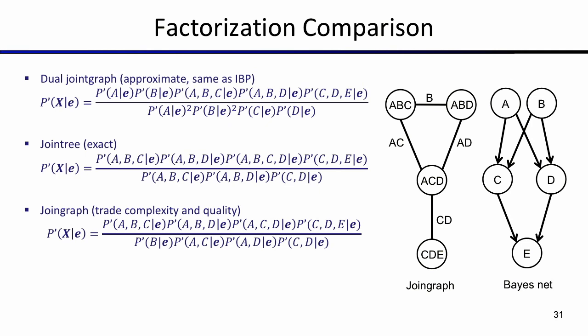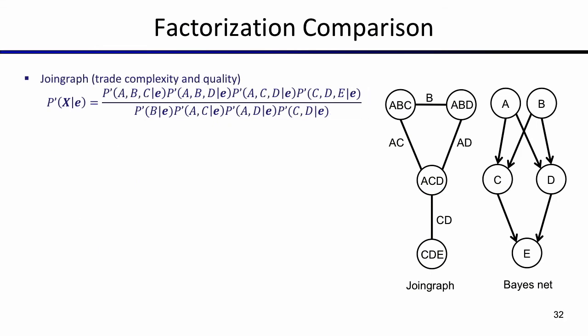So finally, we have the join graph that will trade complexity for quality, and we can see that we had in the junction tree 4 variables in this node, and now we have just 3. So it's going to be slightly more efficient, but it will be an approximate result. So we can take a look at how this join graph corresponds to the factorization of the Bayes network, but I'm going to do that in the next slide because I don't have much space here.